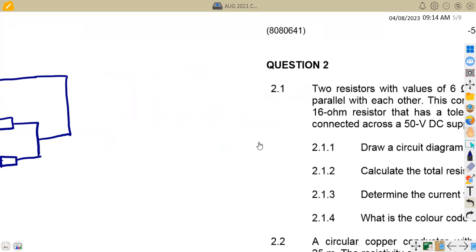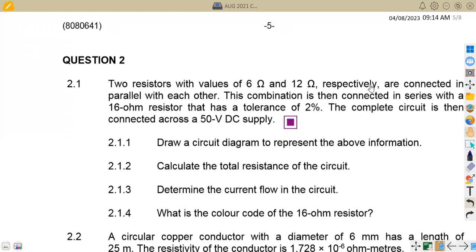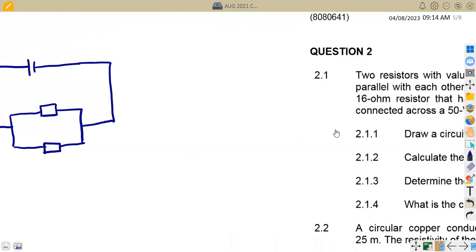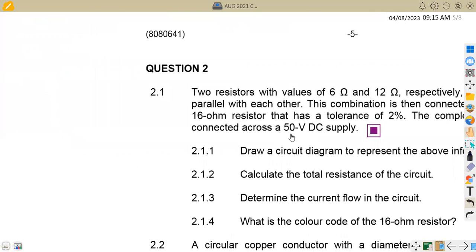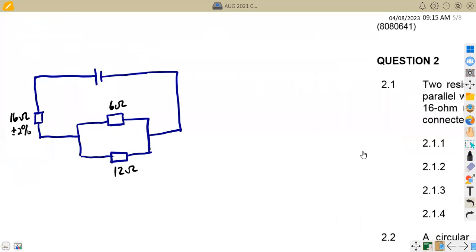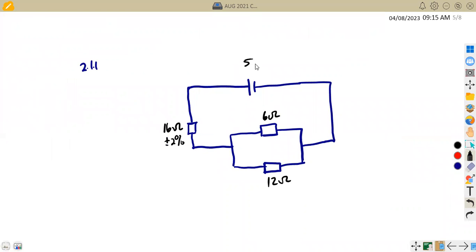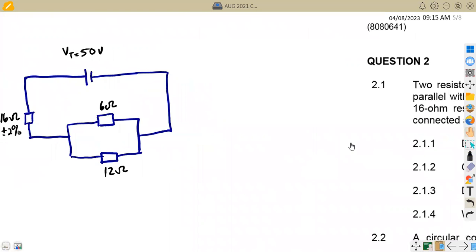We are given that two resistors with the values 6 and 12 ohms respectively are connected in parallel. So these are the two resistors, the 6 ohms here and the 12 ohms, depending on how you want it to look. And we are given the series one, which has a resistance of 16 ohms, and a tolerance of 2%. This whole setup is then connected to a 50-volt DC supply, which is our total voltage for the circuit. So that is what you are given.